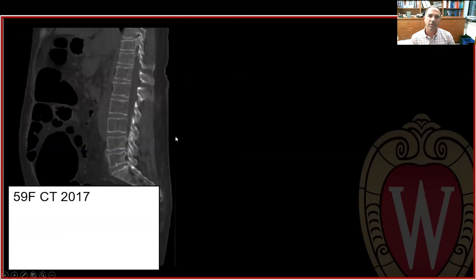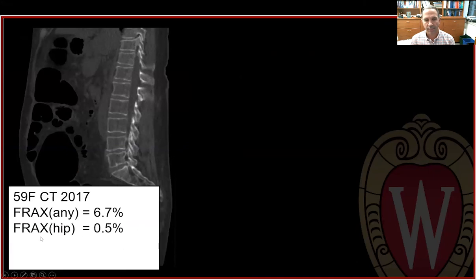But I think it's even a little more instructive to just look at another case. This is a 59-year-old, had her CT in 2017. The FRAX score was well below the 20% treatment threshold, so not really concerning. The FRAX for hip fracture specifically is well below the 3% treatment threshold.